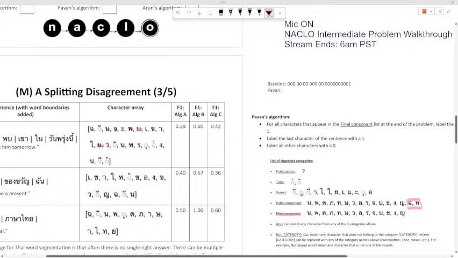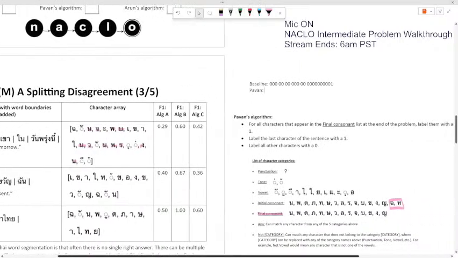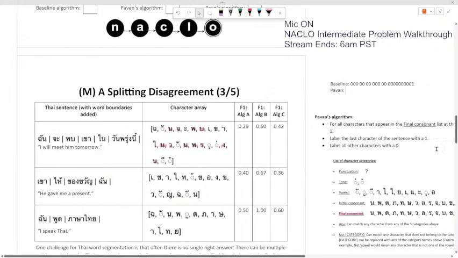Okay. This is a final consonant. This is a final consonant. This is a final consonant. This is a final consonant. This is one. And this is one. Okay, awesome. So, let's look at Pavan's algorithm, right? For all the characters that appear in the final consonant list, at the end of the problem, label them with a 1. Right, okay.